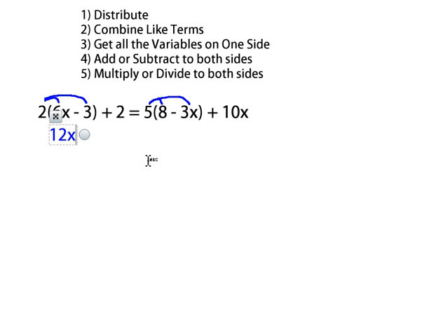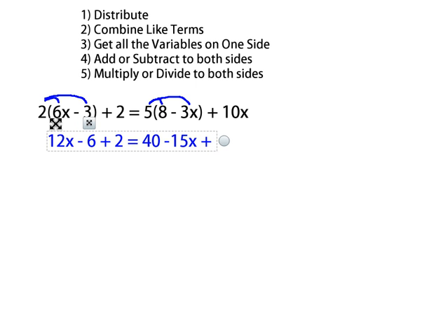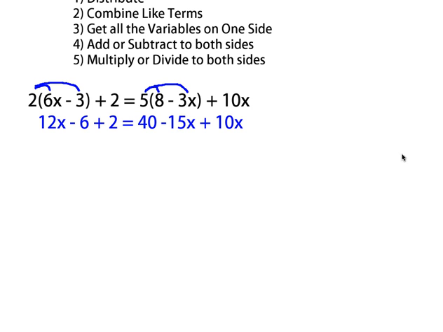12x minus 6, and then I have my plus 2 equals 40 minus 15x plus 10x. All I did was the distributive property there. I have another equation. It looks a little simpler. It doesn't have parentheses. That was step 1.